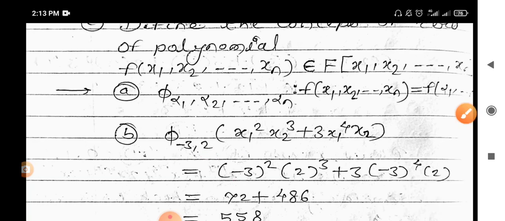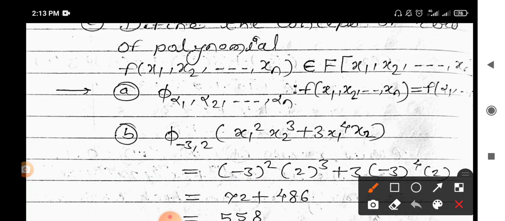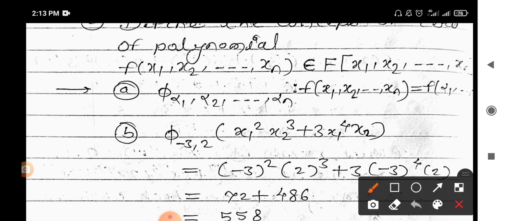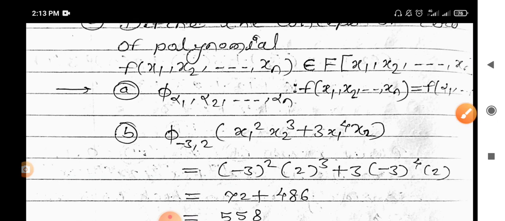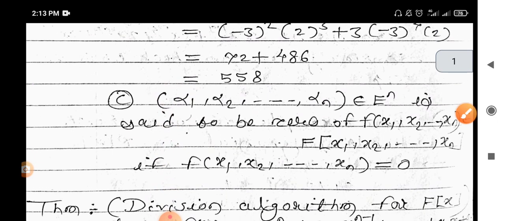Therefore, using the definition of evaluation homomorphism, we get the answer: minus 3 square into 2 cube plus 3 into minus 3 raised to 4 into 2. That is, the answer is 72 plus 486. Answer is 558.